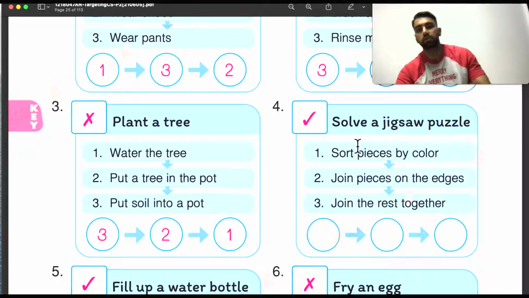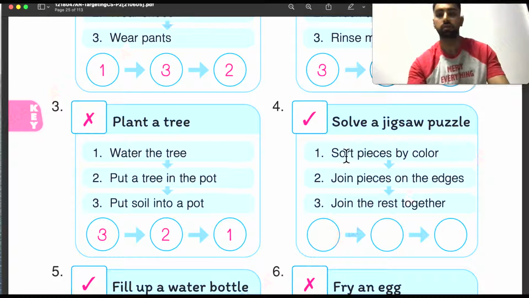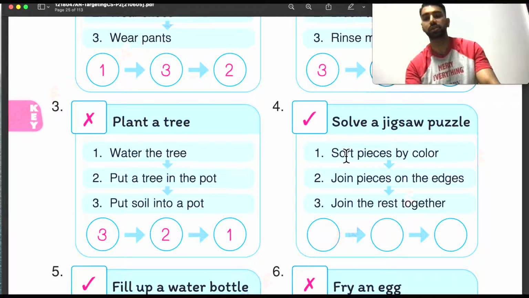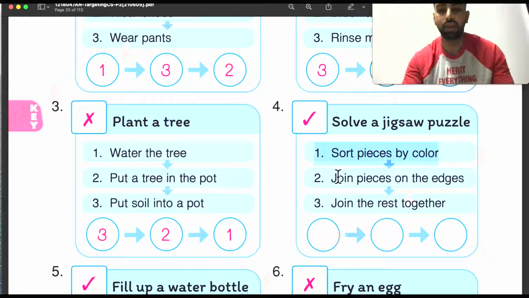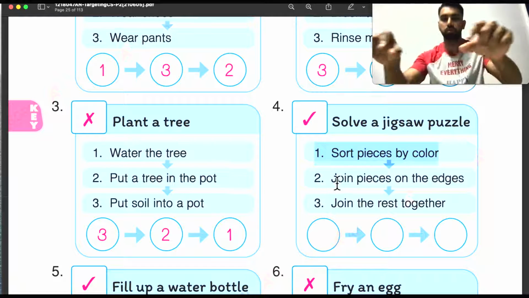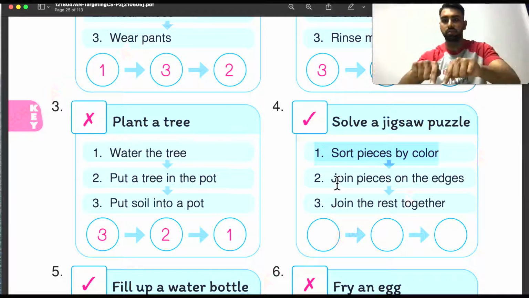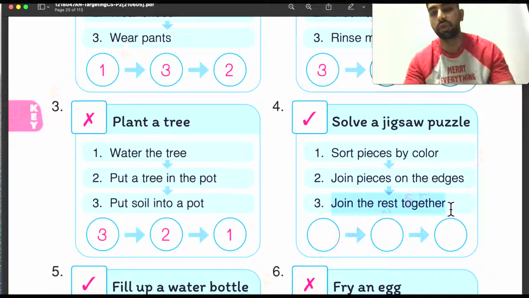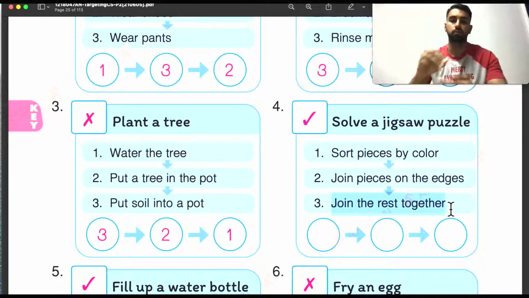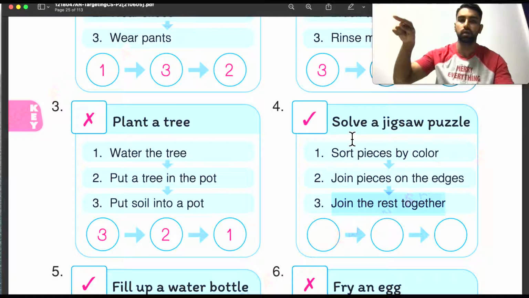And number 4, we have solved a jigsaw problem. In jigsaw problem, as we see, number 1 is sort pieces by color. So you have to see the color, and then you have to sort out the jigsaw. And then number 2, join the pieces on the edges. You have to finish the edges first. And number 3, join the rest together, and after then finish it together. So this one is correct, so you have to correct like this.